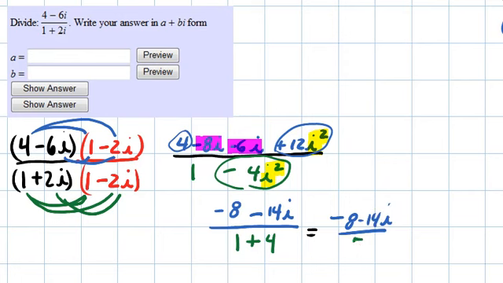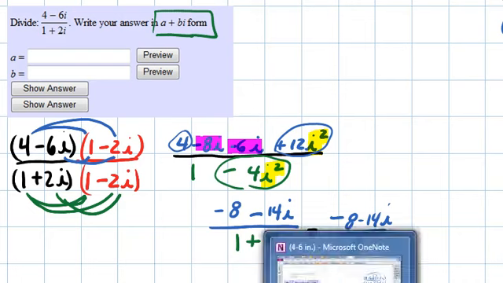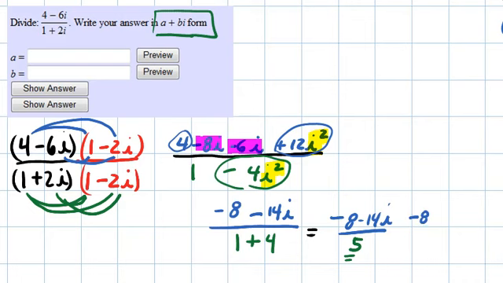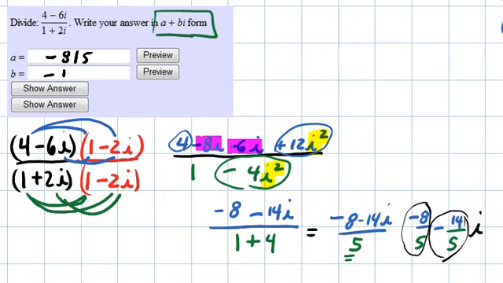We're almost done. They want us to put our answer in the form of a plus bi. So what I'm going to do is rewrite this one more time and split the 5 up. So we're going to end up with -8 over 5, and then minus 14 over 5, I can put the minus sign in between. And then usually we put the i on the end like that. So if we're looking at this, a is -8/5, and b, they want the number in front of the i term, and we want to include the sign, would be -14/5. There you go.